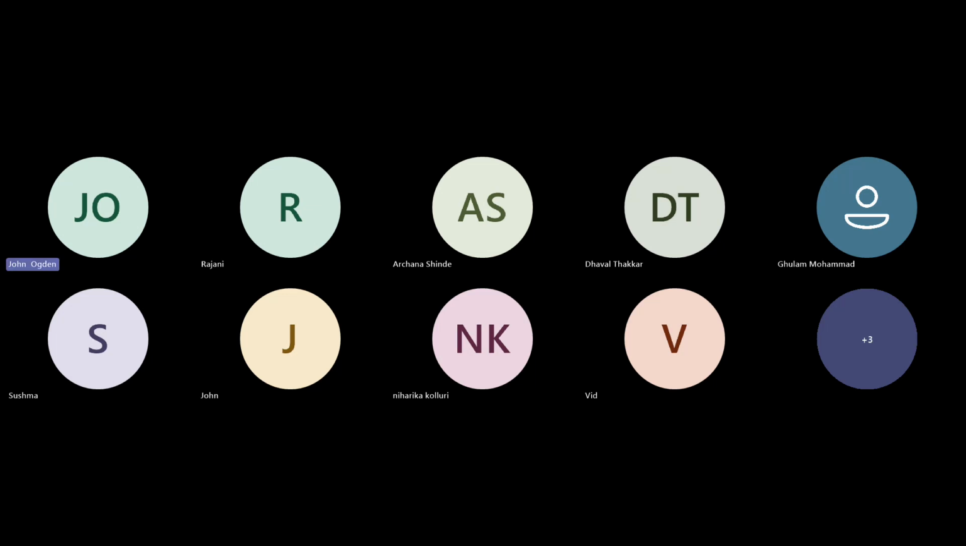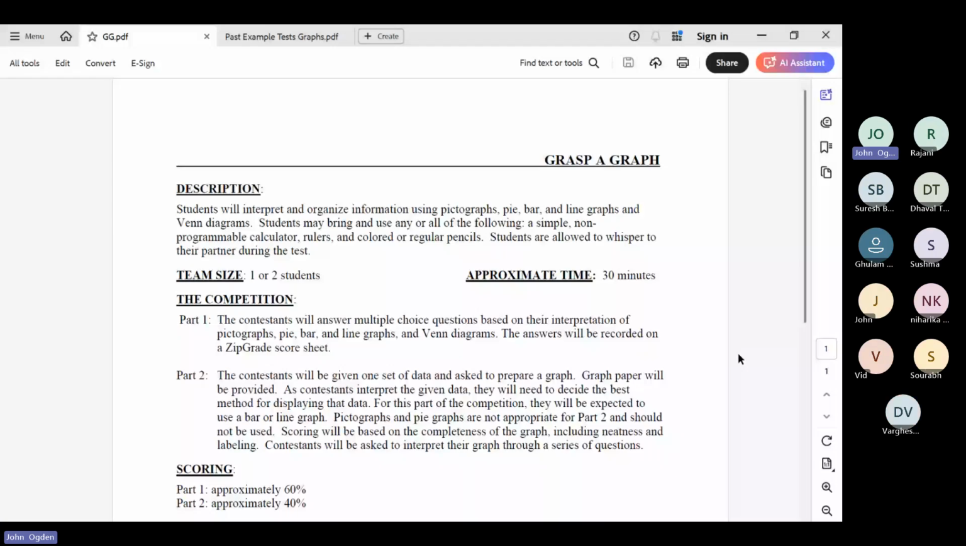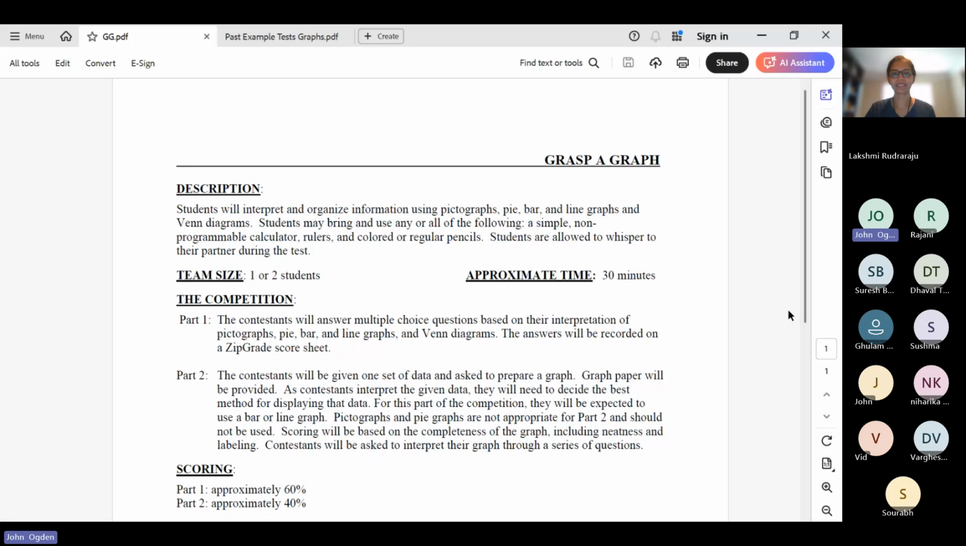I'm going to go ahead and share a copy of the rules while we're waiting for her to come back. So here's what the rules say. Students may bring or use all of the following: a simple non-programmable calculator, rulers, colored or regular pencils. So those are items that your students would be expected to bring to the session. And they are not allowed to bring other items.